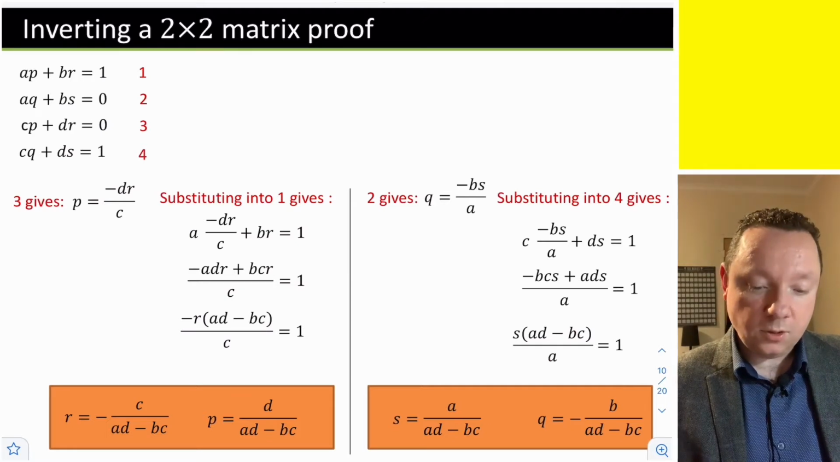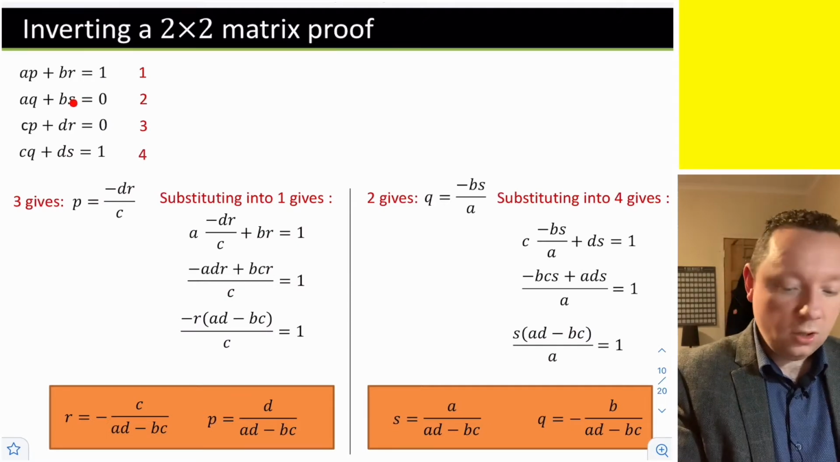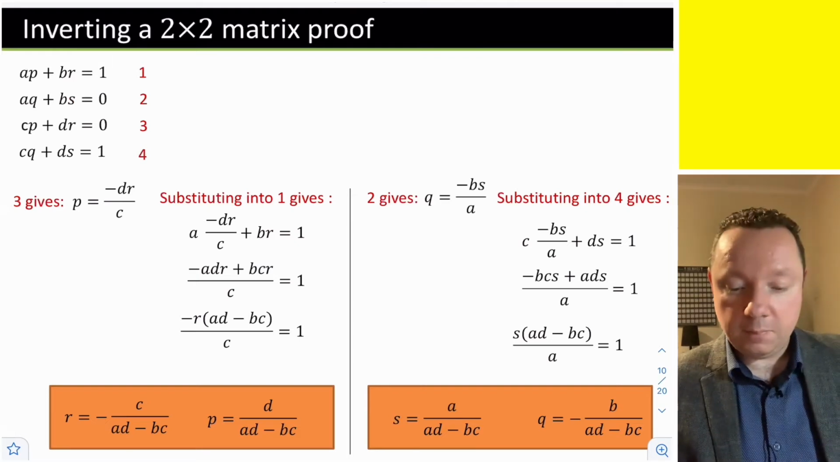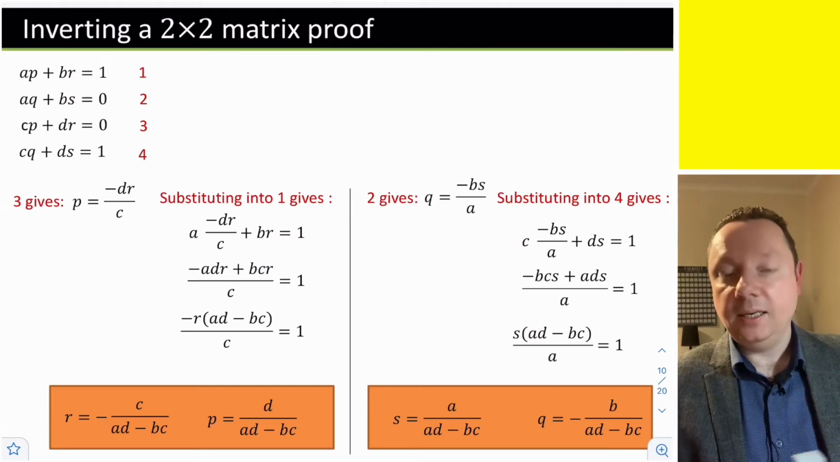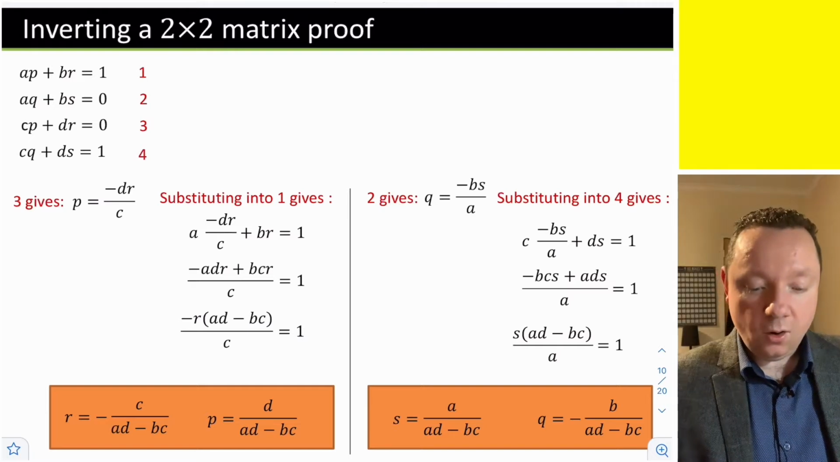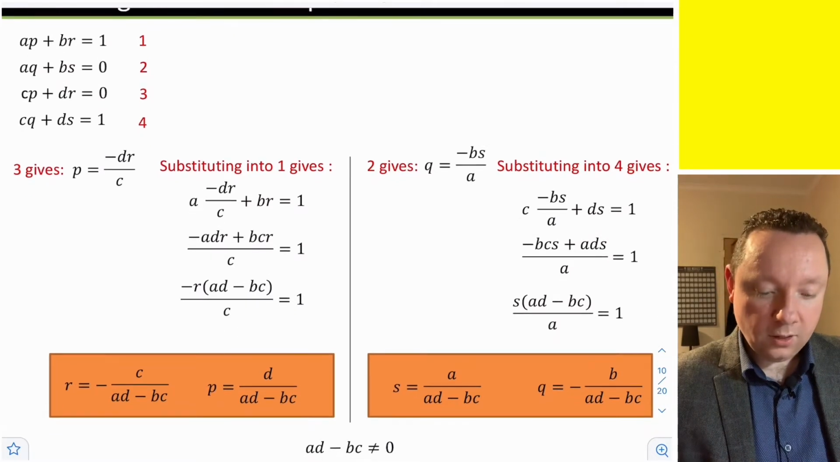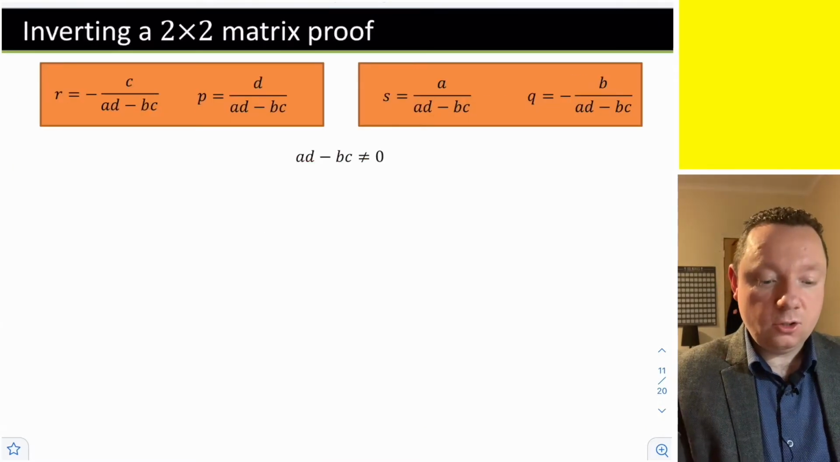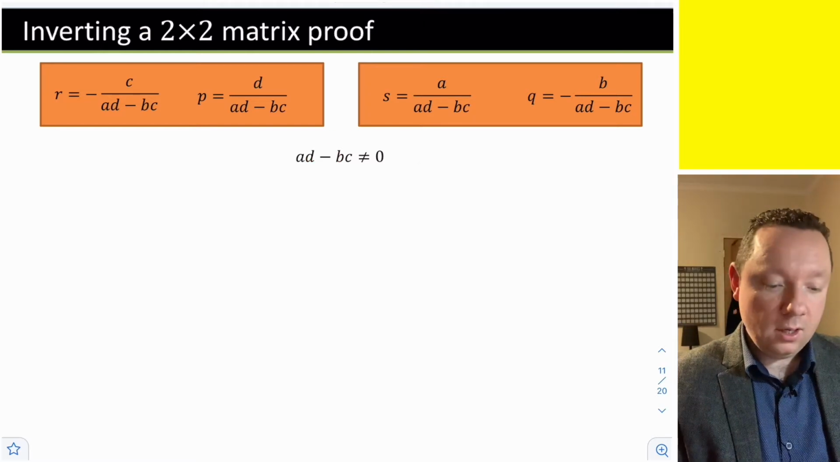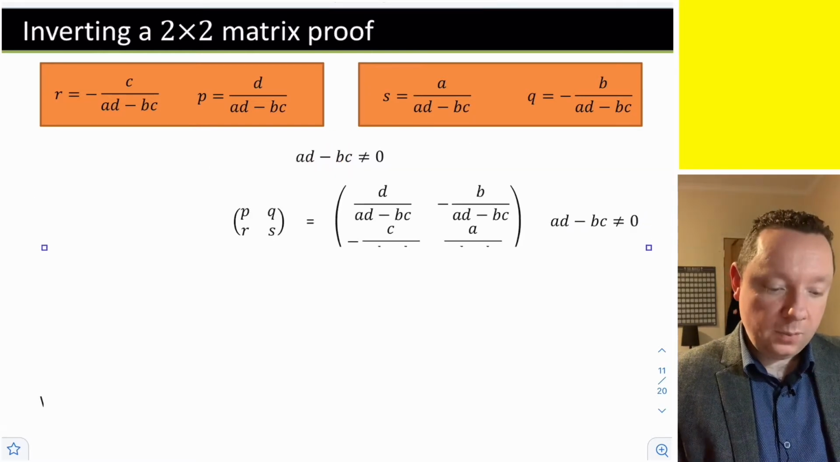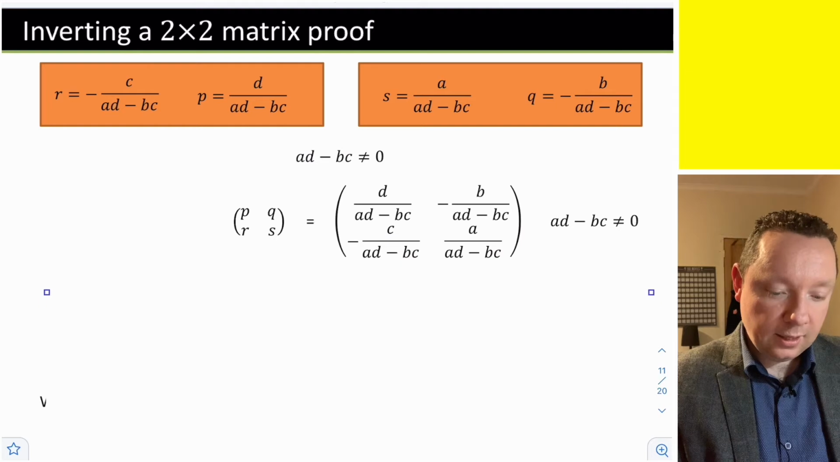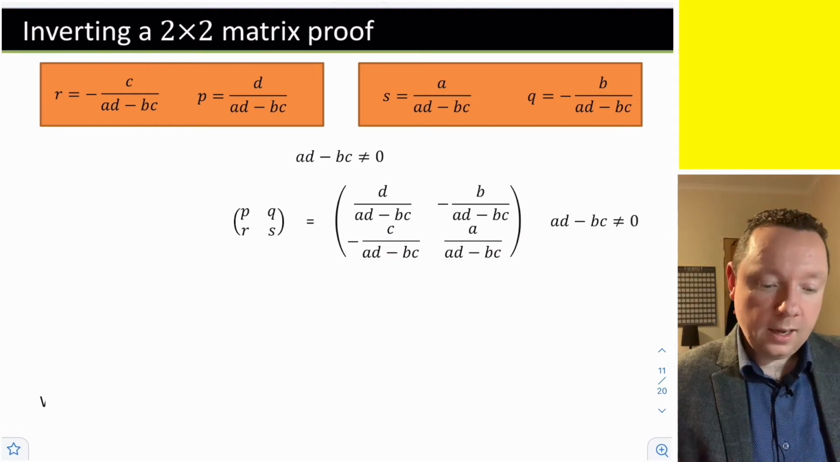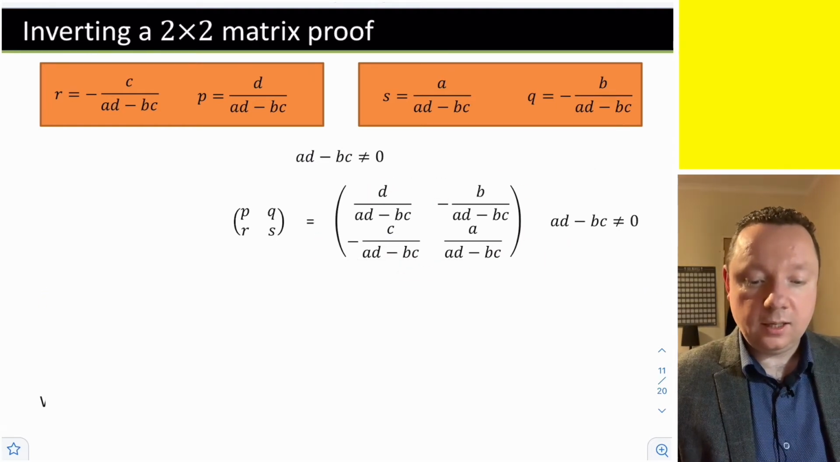And we can then substitute s back into equation 2 to work out our q, and we will get minus b over ad minus bc. Obviously, all of these are only valid when ad minus bc does not equal 0. So we have 4 equations for r, p, s, and q, which is true when the determinant is not equal to 0. So we can rewrite that matrix p, q, r, s in terms of those. And we get this big matrix here, and that's true when ad minus bc doesn't equal 0.